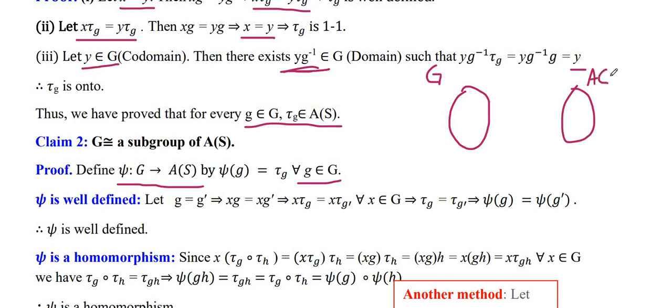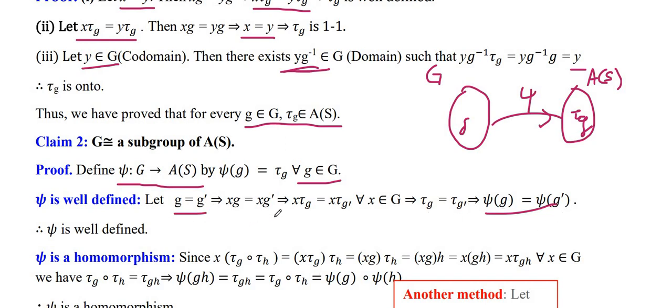That is the codomain. You are defining a mapping psi from G to A of S. So it takes any element G to tau G. We want to show that psi is well defined. So again, two elements in the domain should be taken as equal, and we have to show that the corresponding images are equal. G equals G prime should imply psi of G equals psi of G prime.